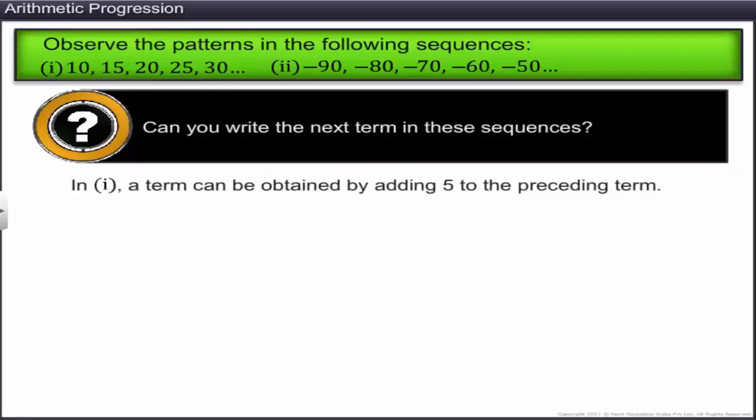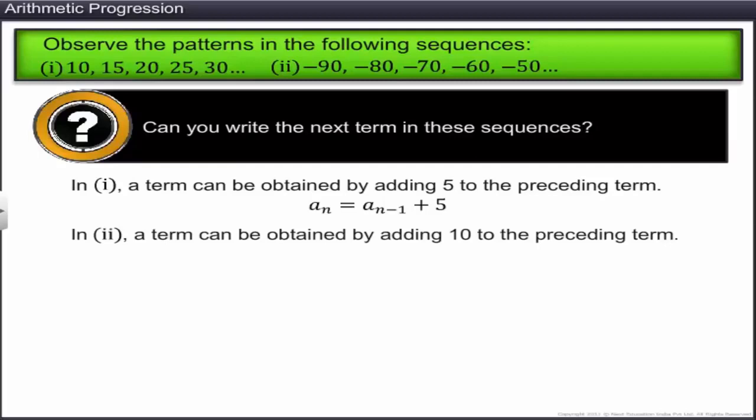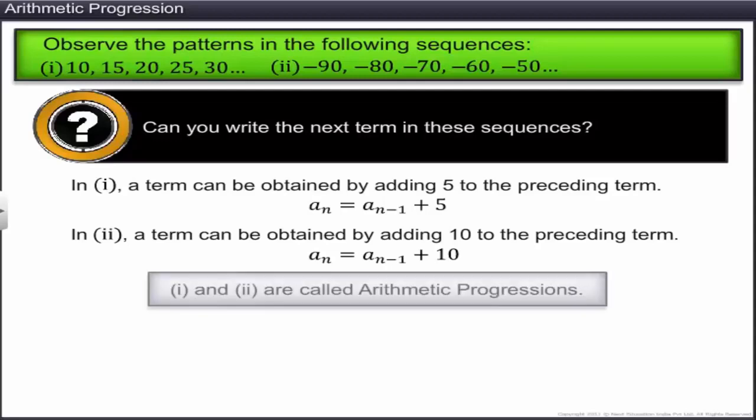In the first sequence, a term can be obtained by adding 5 to the term preceding it. That is, the nth term can be obtained by adding the n-1th term and 5, which is the difference between two consecutive terms. Similarly, in the second sequence, each term can be obtained by adding 10 to the term preceding it. That is, the nth term is equal to the n-1th term plus 10. In both the sequences, we see that successive terms are obtained by adding a fixed number to the terms just preceding it. Such sequences are called arithmetic progressions.